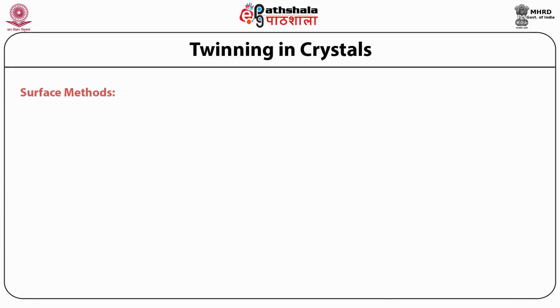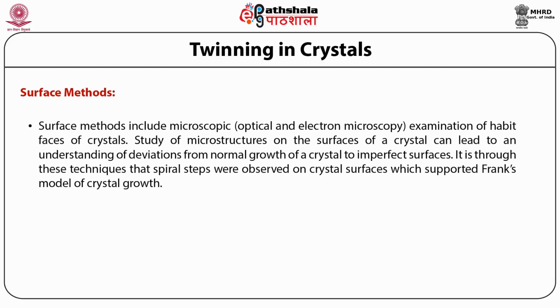We shall first take surface methods. Surface methods include microscopic, that is optical and electron microscopy, examination of habit faces of crystals. Study of microstructures on the surface of a crystal can lead to an understanding of deviations from normal growth of a crystal to imperfect surfaces. It is through these techniques that spiral steps were observed on crystal surfaces, which supported Frank's model of crystal growth.